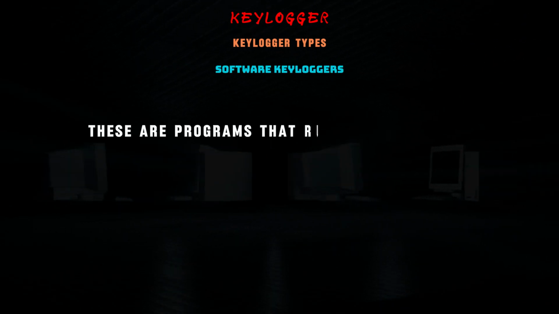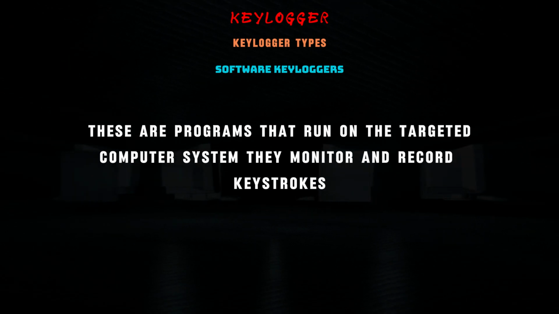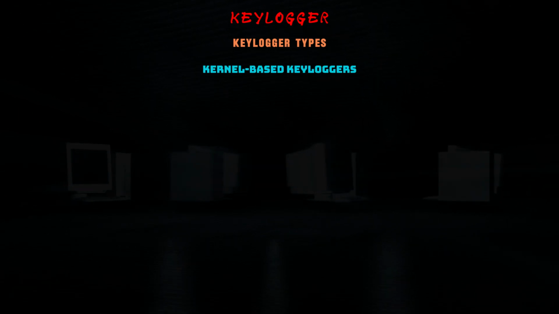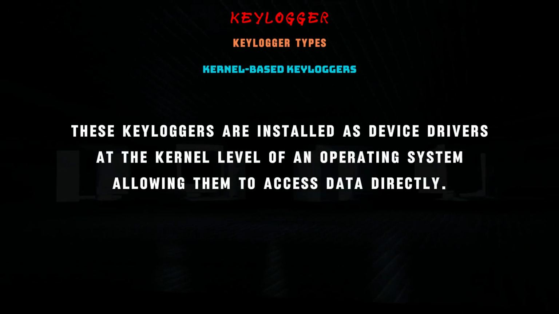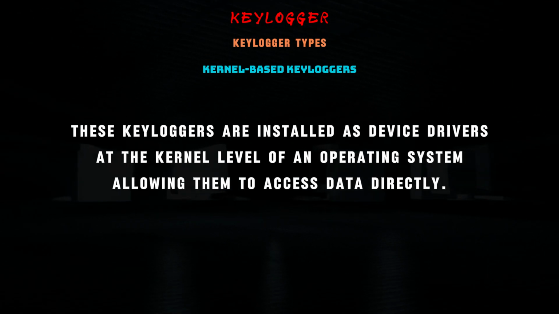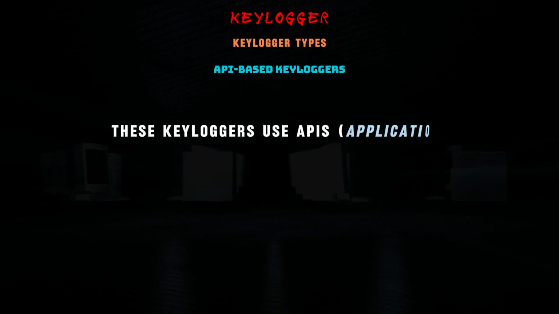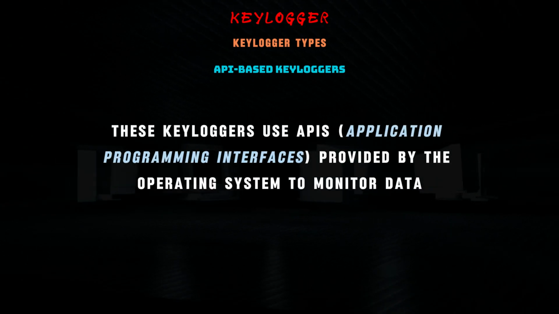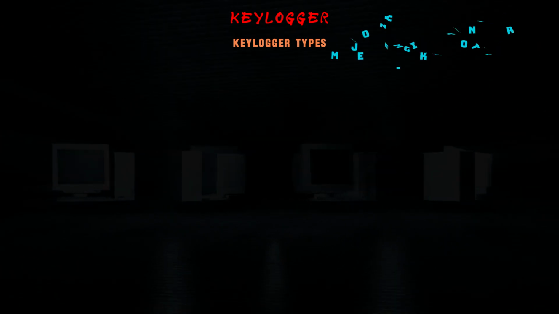Software keyloggers. These are programs that run on the targeted computer system. They monitor and record keystrokes. Kernel-based keyloggers. These keyloggers are installed as device drivers at the kernel level of an operating system, allowing them to access data directly. API-based keyloggers. These keyloggers use APIs, application programming interfaces, provided by the operating system to monitor data.